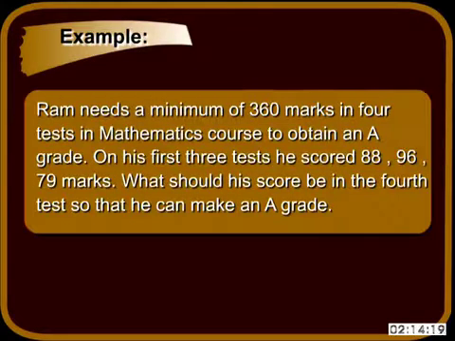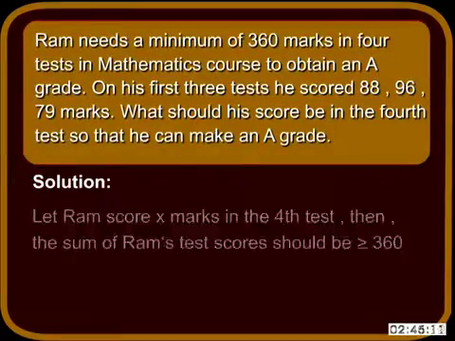Let us consider another example. Ram needs a minimum of 360 marks in 4 tests in mathematics course to obtain an A grade. On his first 3 tests, he scored 88, 96 and 79 marks. What should his score be in the 4th test so that he can make an A grade? Let us see its solution.